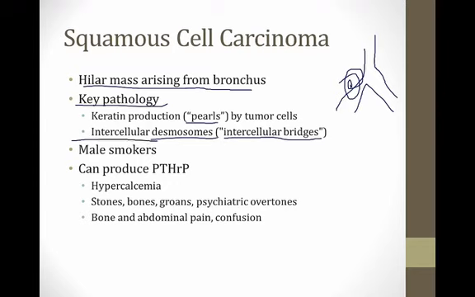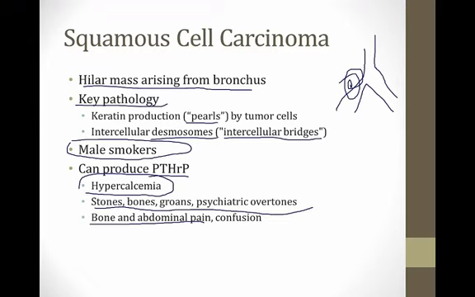This is a common cancer in male smokers, and these tumors can produce parathyroid-related protein, which acts just like parathyroid hormone. This is going to lead to hypercalcemia. It's going to mimic the effects of parathyroid hormone. So the symptoms a patient is going to develop are stones, groans, and psychiatric overtones. I talk about this in the renal modules. Essentially, they're going to have bone and abdominal pain and have confusion from high calcium levels, and that's a result of the squamous cell carcinoma making parathyroid hormone-related peptide.